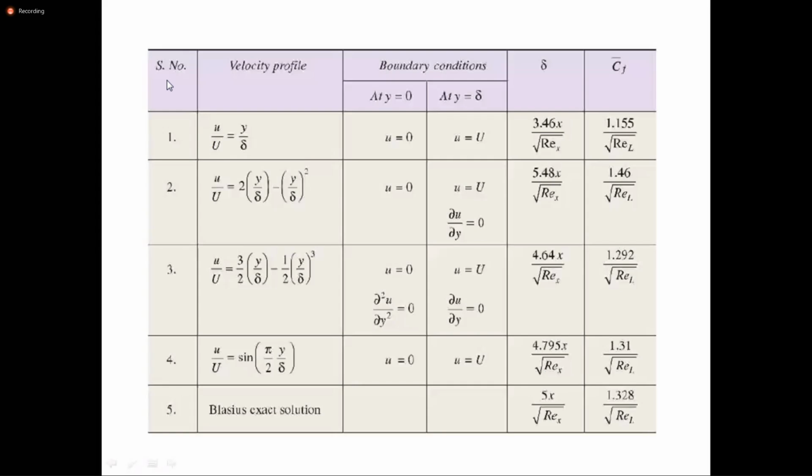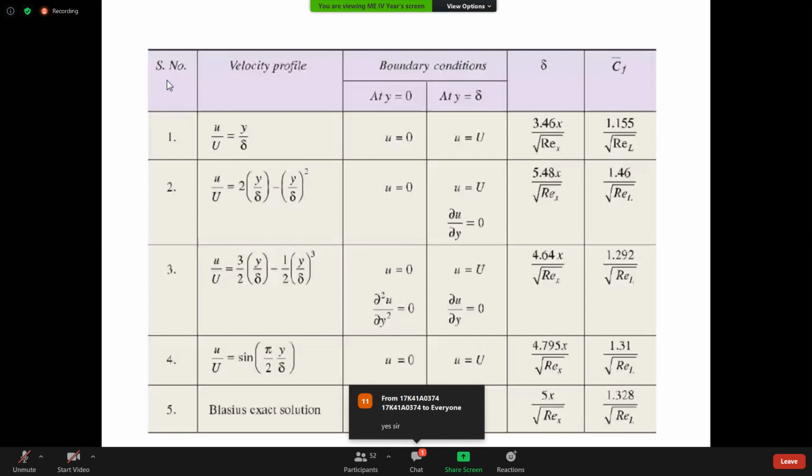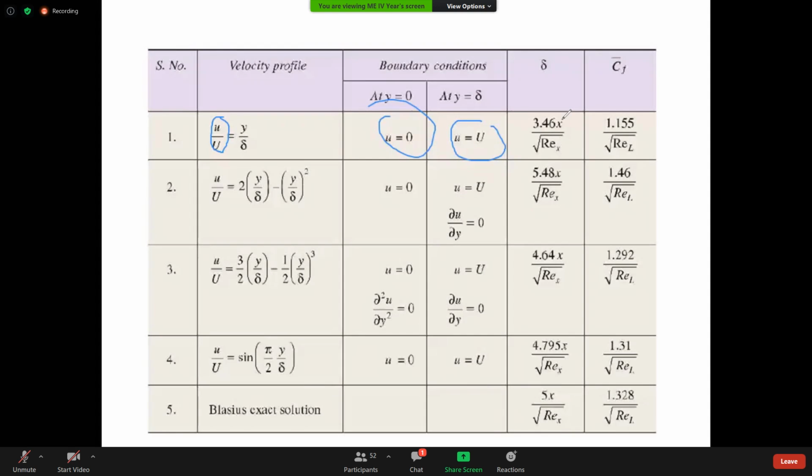See, this is the case. For example, if the velocity profile is given like this and the boundary conditions are given like this, then with the help of the previously shown von Karman integral equation, you have to get the boundary layer thickness like this, and this is CF, the skin friction coefficient. You have to get it like this.